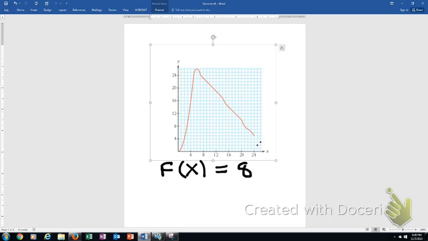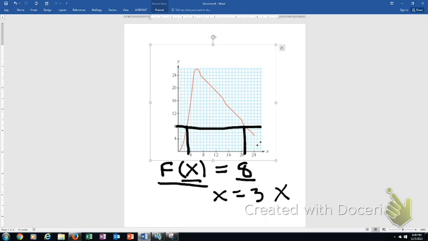My assumption is you paused, so I'm going to go through the answers. So it says, what input gives me an output of 8? So let's go ahead and highlight all our y values of 8. That's a horizontal line right here, kind of. And it looks like one of those answers would be x equals 3. And another one of those answers looks to be about 21 or 22. So we could say x equals about 3 and x equals about 22. Those inputs give me an output of 8.